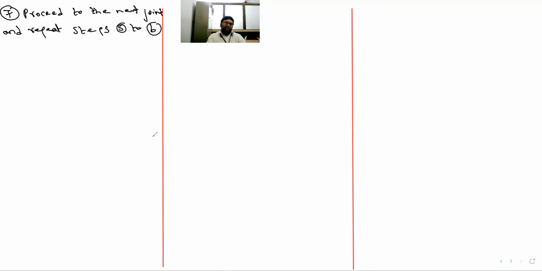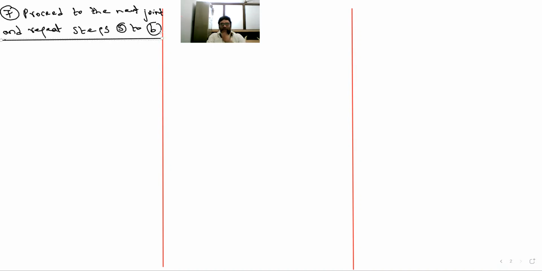Repeat steps 5 and 6. Okay, so this is how we analyze the truss for getting all the forces using the method of joints. If you have any doubts, you can ask. Otherwise, I will directly explain the problem. You might understand it better after looking into the problem.